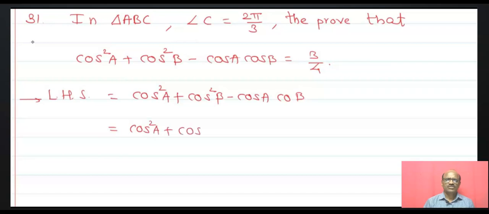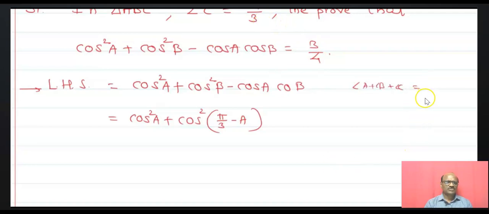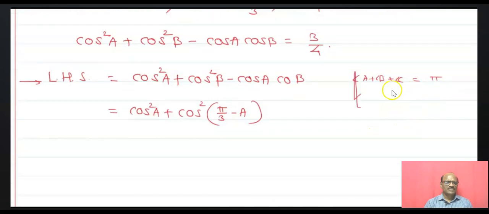Therefore, cos square A. What is the value of B there? The value of B is pi by 3 minus A. Now how is this? I'll find it out. That is, C is 2 pi by 3. A plus B plus C is equal to 180, that is pi.